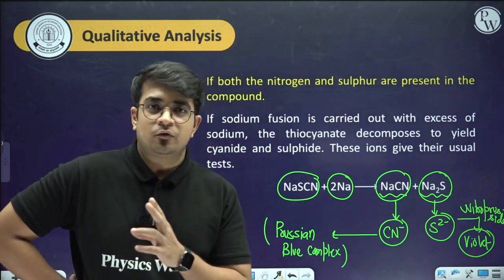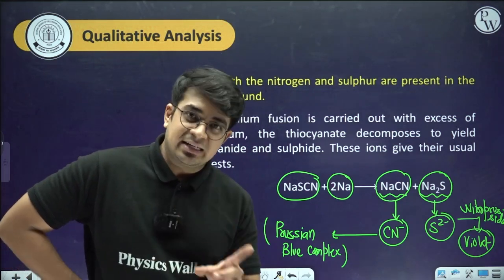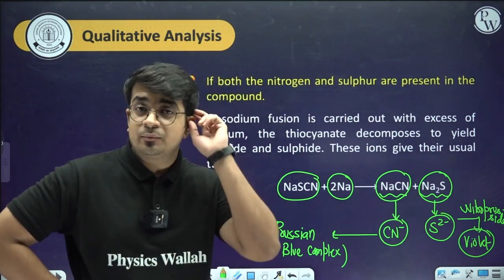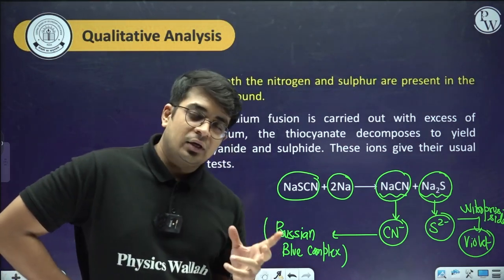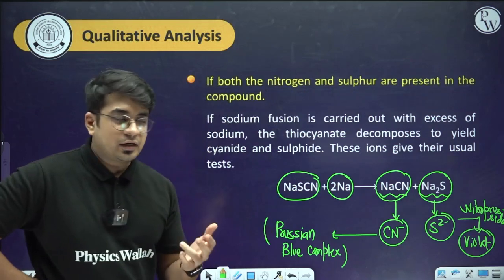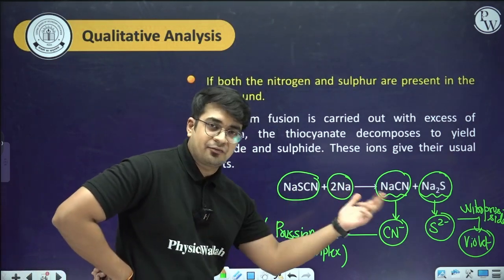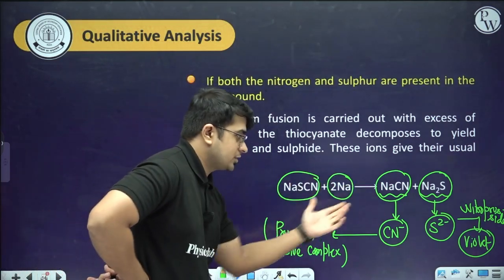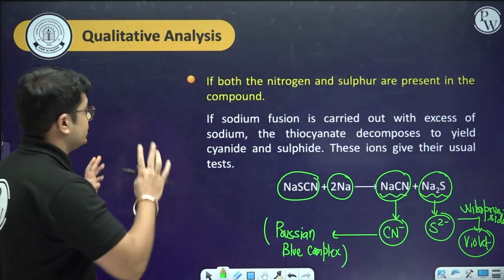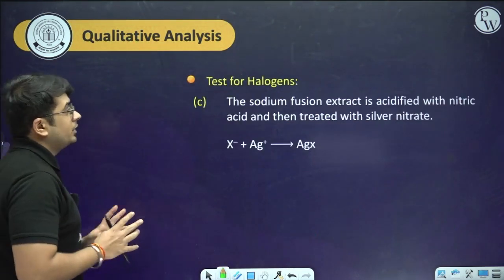So you have to either perform the detection of SCN negative ion, which can be done by reacting it with acidified Fe3 positive solution, or you can eventually break down the entire part in excess of sodium to convert cyanide ion differently and sulfide ion differently and perform two tests for the entire part. I hope this entire portion is clear. It's a very interesting phenomena related to the qualitative analysis.